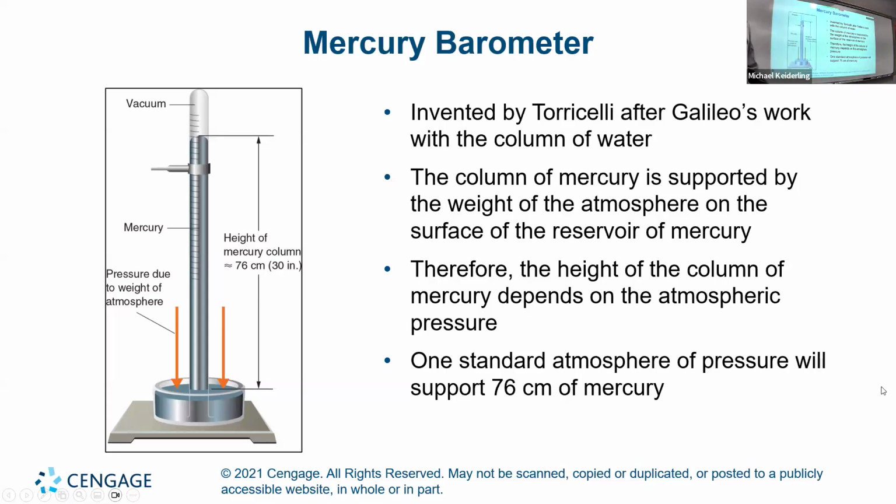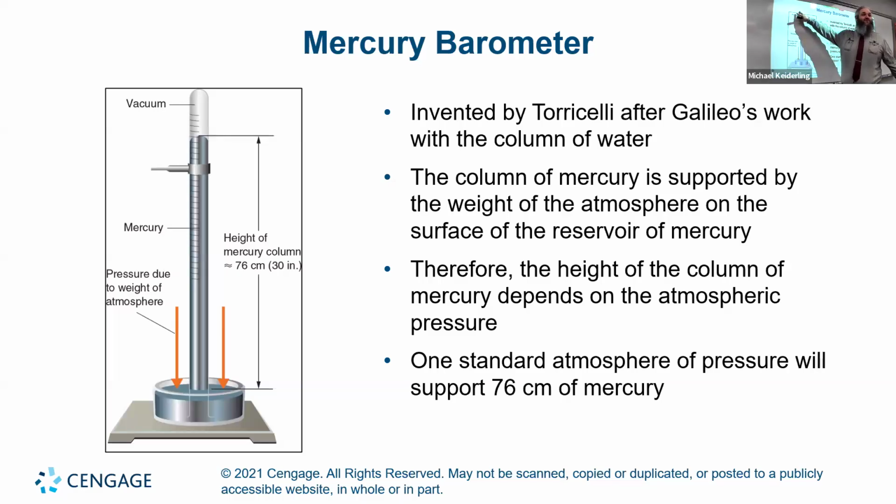So air has pressure. You are being pushed on by the air. One of the ways we can measure this is with a barometer, and the original way we did this was with the mercury barometer. This was invented by Torricelli after Galileo's work with a column of water. A mercury barometer works with a tube that you fill with mercury and invert into a pool of mercury. At the top of the tube, you have nothing. This is a vacuum.